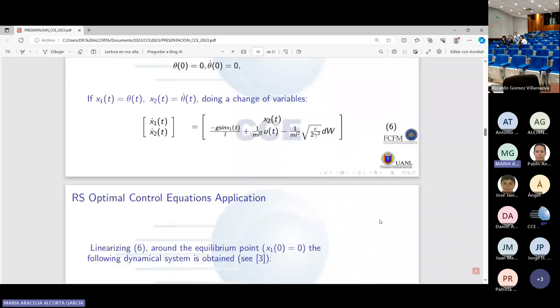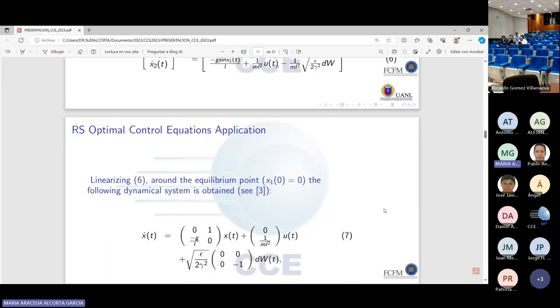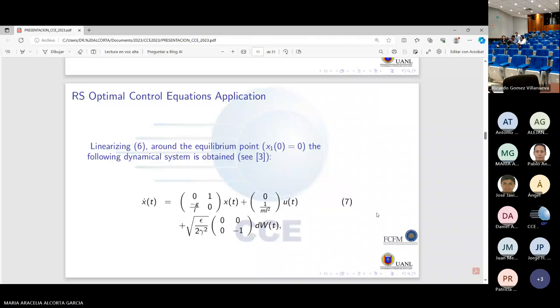And then we linearize equation 6 around the equilibrium point x1(0) equal to 0, and we get the next dynamical system. In this system, x1 is the angular displacement, and x2 is the angular velocity. The control input is taken as the torque of the motor of the pendulum, and there is the participation of the white noise.